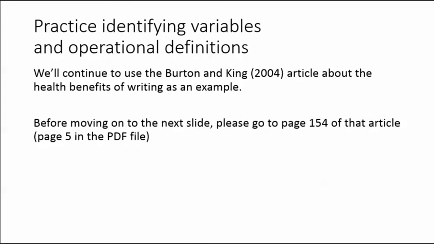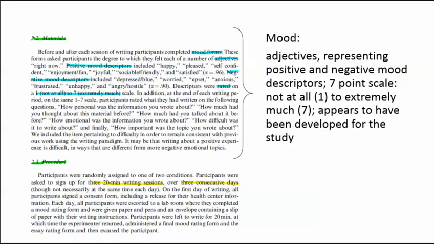We'll continue to use the Burton and King article about the health benefits of writing as an example. Before moving on to the next slide, please go to page 154 of that article, page 5 in the PDF file. When we identified the focus of this article, we noted that the authors were interested in 3 variables: positive writing, mood, and physical health. That helps us know what to look for.